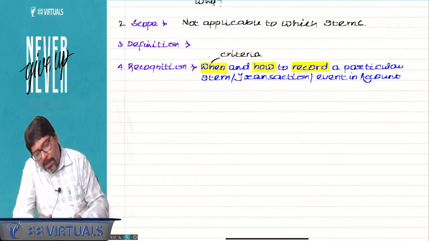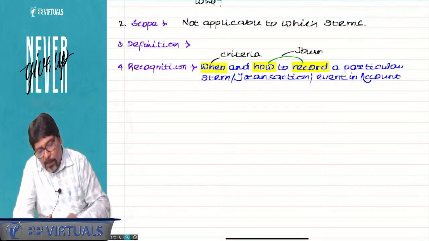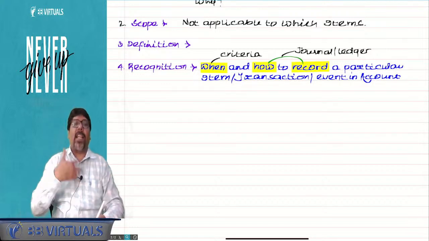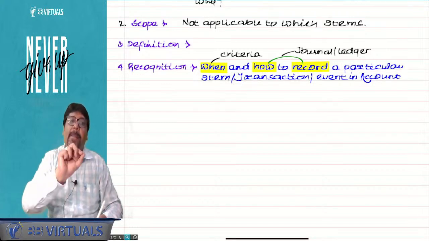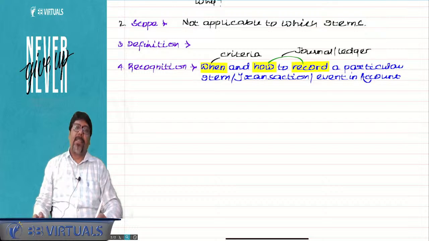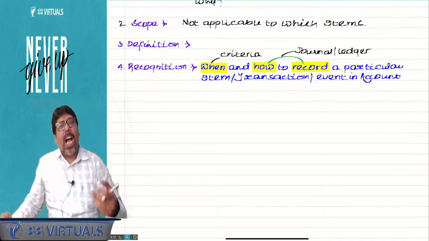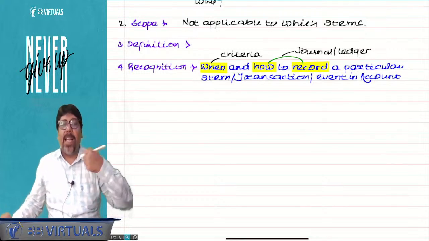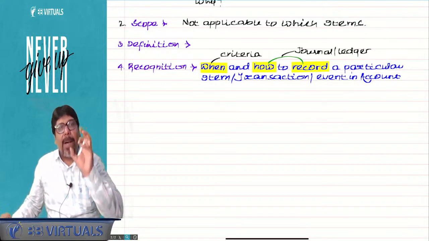How to record means journal and ledger. So generally, when I say I recognize this, that means I'm telling you to pass the journal entry. Whenever I ask, how will you recognize this, I'm asking you for a journal entry.